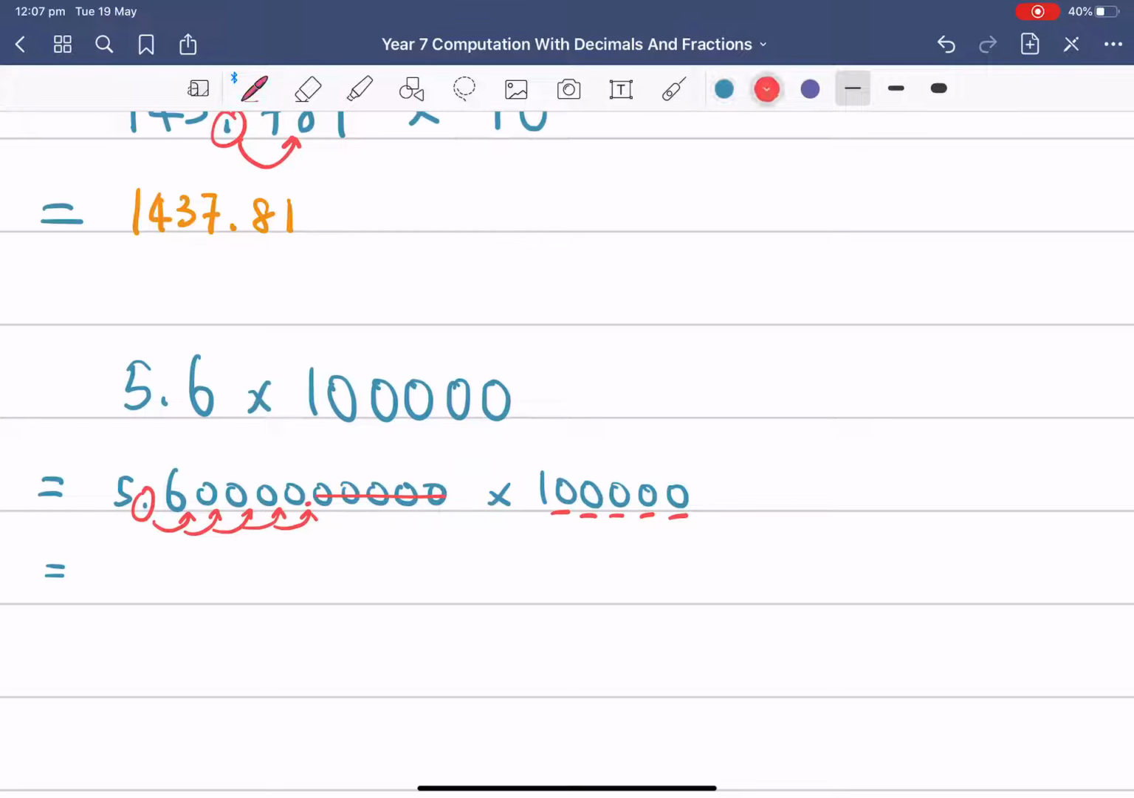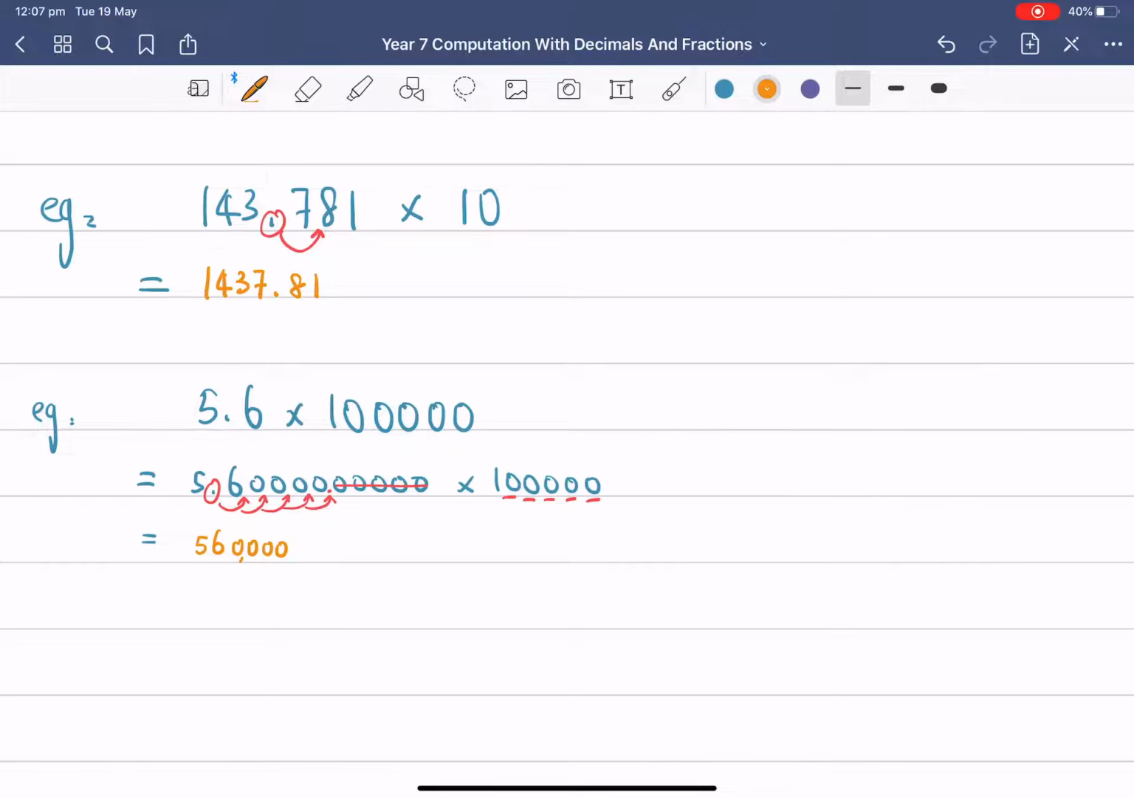And then you can write your final answer after you finish that. It will be 5, 6, 0, 0, 0, 0. So the answer will be 560,000. All right, that's how you do it if you multiply by a larger number.